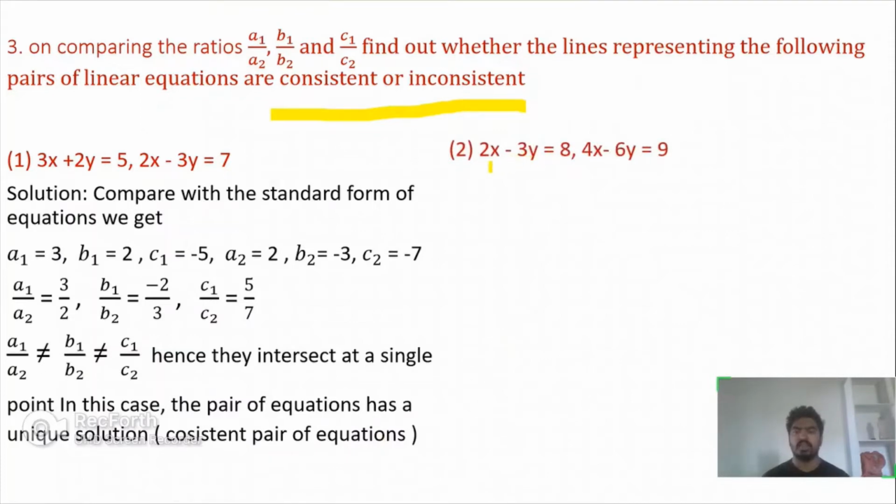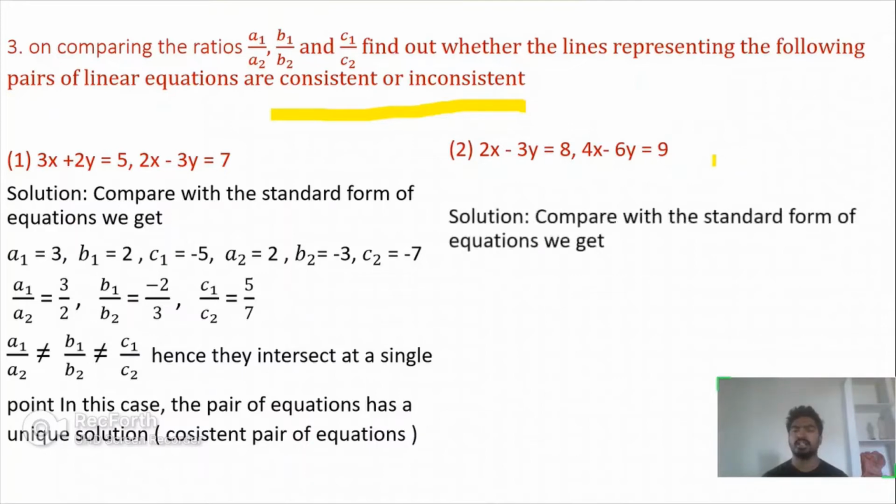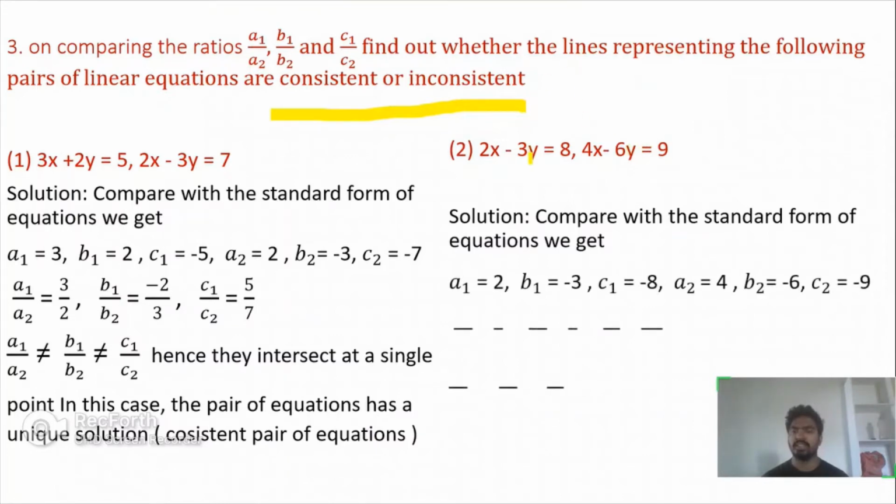The given pair of linear equations are 2x minus 3y is equal to 8 and 4x minus 6y is equal to 9. Okay. First step, let us compare with the standard form of equations. That is, the first equation with a1x plus b1y plus c1 equal to 0 and the second equation with a2x plus b2y plus c2 equal to 0. After comparing with the standard forms, we are getting a1 equal to 2, b1 equal to minus 3 and c1 is equal to minus 8. Similarly, a2 is equal to 4, b2 is equal to minus 6 and c2 is equal to minus 9.